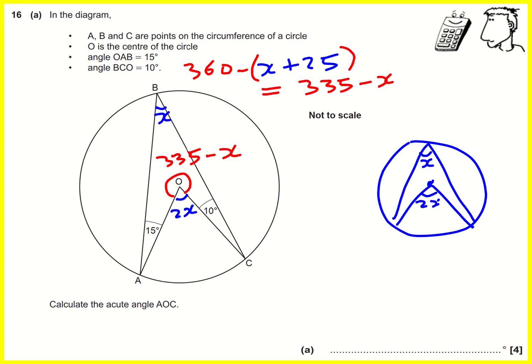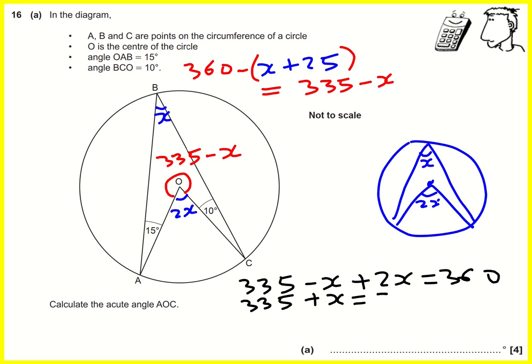I can now form an equation. I can write down that 335 minus x plus 2x is equal to 360, because that's the angle around a point. So what am I left with? Let me just simplify it. I'm left with 335 plus x equals 360. So x is going to equal 25, and 2x, which is the angle I want, is going to equal 50. Okay, one way of doing this question.